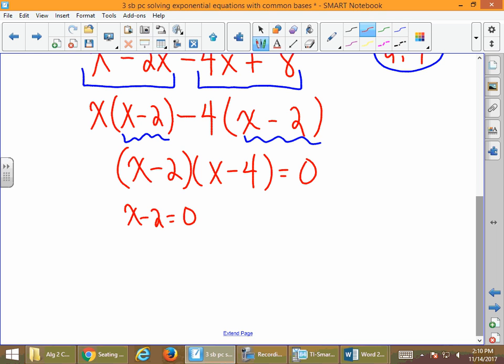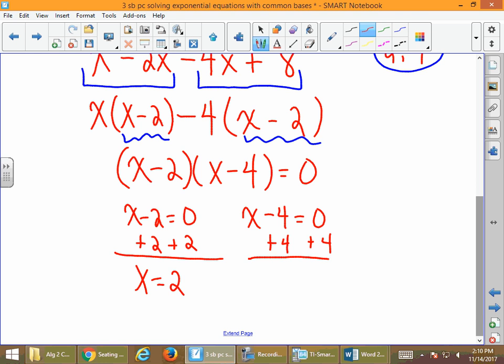We take x minus 2 and we set it equal to 0. We take x minus 4 and we set it equal to 0. And we add 2 to both sides. x equals 2. And over here, we add 4 to both sides, and we get x equals 4. We happen to have 2 answers to this problem because there was an x squared in there.